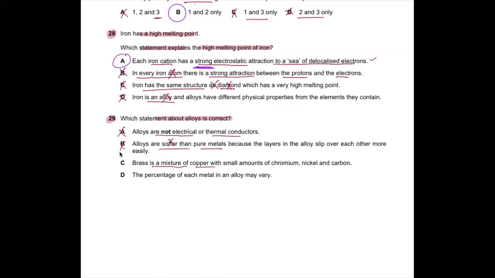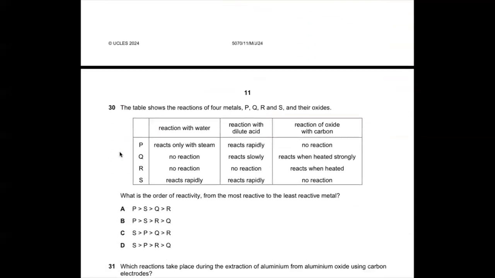Brass is a mixture of copper with a small amount of, no, brass is a mixture of copper and zinc. So C goes wrong. You have to remember the composition of brass. Brass is made from copper and zinc. The percentage of each metal in an alloy may vary. Yes, it always actually varies. So D is the correct answer. A, B, and C are wrong. Now MCQ number 30.